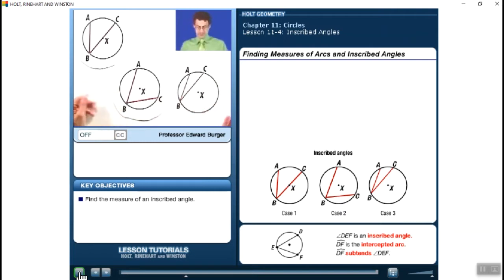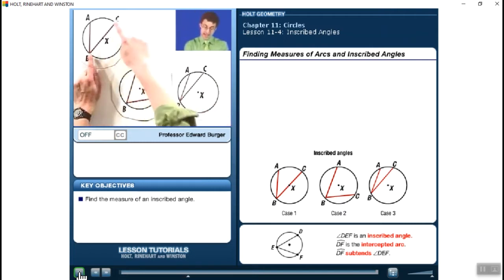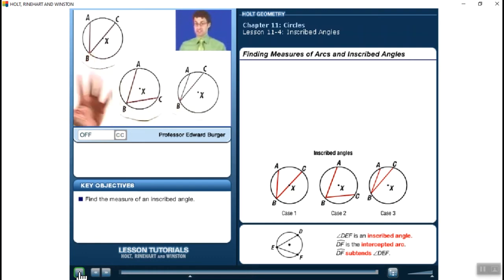So you can notice a couple of things. First of all, it's okay to have one of the chords actually be a diameter. That's completely fine. Remember, a diameter is a very special example of a chord. It's okay for the two chords to contain the center of the circle inside of that angle. That's fine. Or not. They could actually have the center be off to the side. Any configuration of that kind is completely allowable.